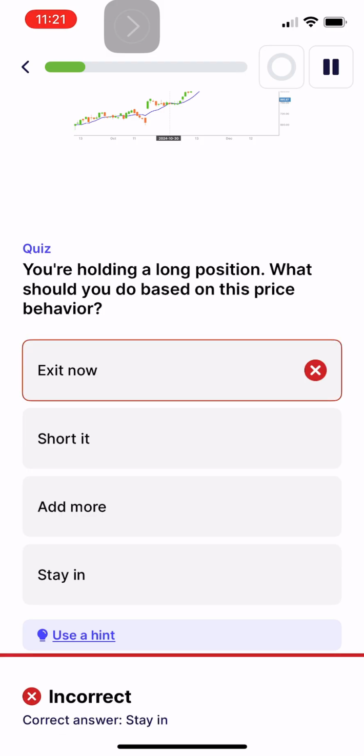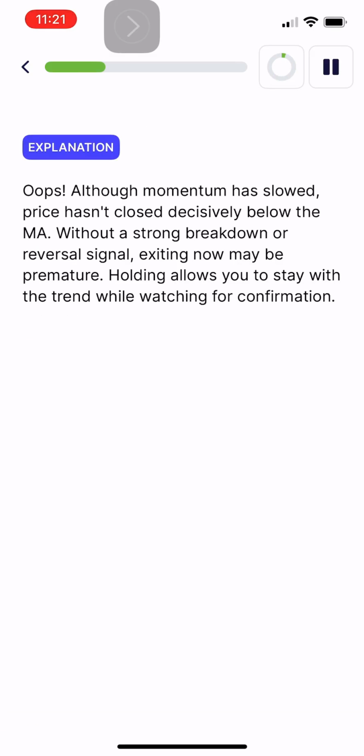No, the correct answer was stay in. Oops. Although momentum has slowed, price hasn't closed decisively below the MA. Without a strong breakdown or reversal signal, exiting now may be premature. Holding allows you to stay with the trend while watching for confirmation.